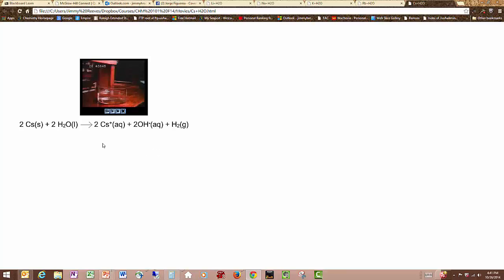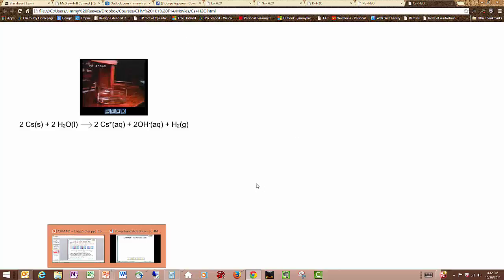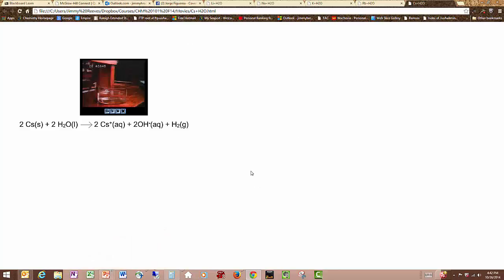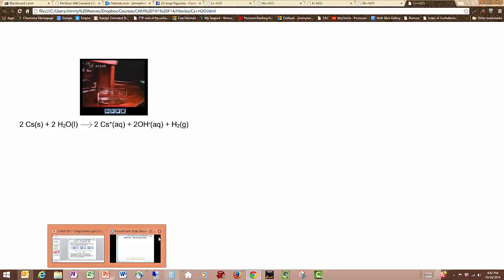So while the rate at which these reactions occur, and therefore the explosiveness with which they occur, may vary as you go down the column, the reaction they undergo is always the same. It always forms the +1 cation, it always produces hydroxide, and it produces hydrogen gas. That's what I mean when I say that elements in the same column of the periodic table have similar chemical properties.